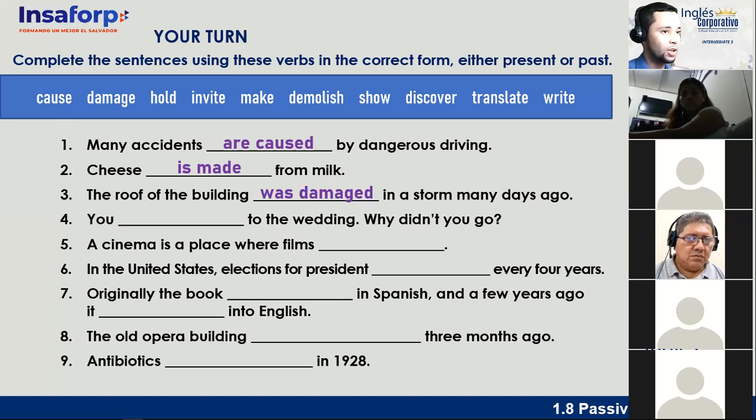Usted dice, esto sucede de forma general, bueno, entonces es present. Y si es present, va a ocupar el verb be en forma presente. Pero si es algo que pasó, precisamente es del pasado, un evento específico en el pasado, entonces va a ocupar el verb be en pasado, que sería was or were. Y el verbo principal es siempre, siempre, siempre, past participle.